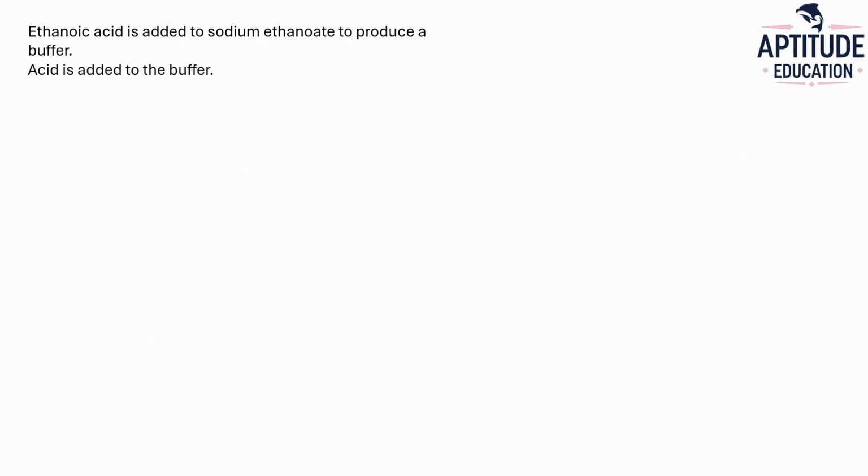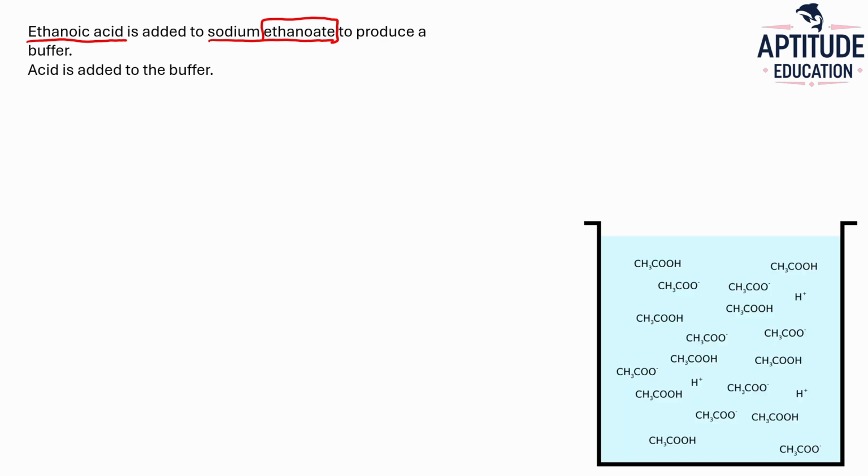I told you earlier that weak acid and conjugate base react with added acid and alkali to keep pH constant. And I'm going to show you exactly how that happens with these two examples. Our buffer here is made from ethanoic acid, the weak acid, and sodium ethanoate, where the ethanoate is our conjugate base. And the buffer would look a bit like this.